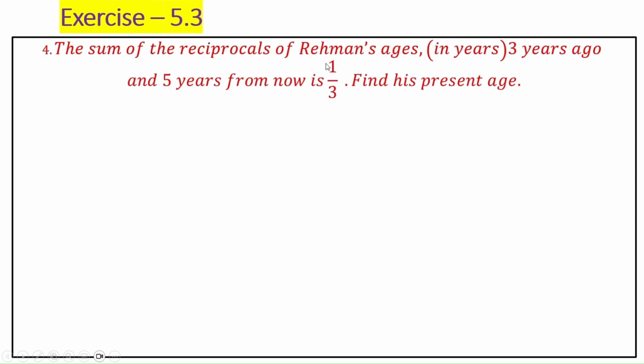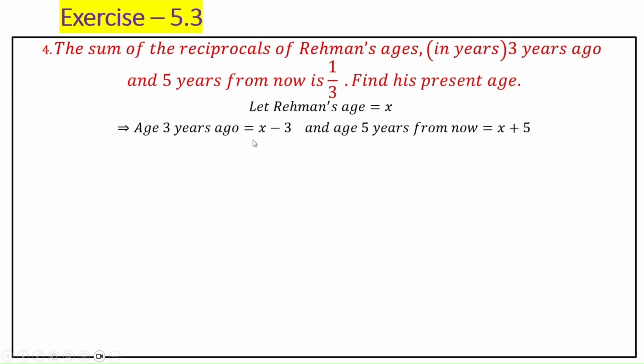If the sum of the reciprocals of Rahman's ages in years 3 years ago and 5 years from now is 1 by 3, find his present age. Let Rahman's present age be x. So 3 years ago it is x minus 3, and 5 years from now it is x plus 5.